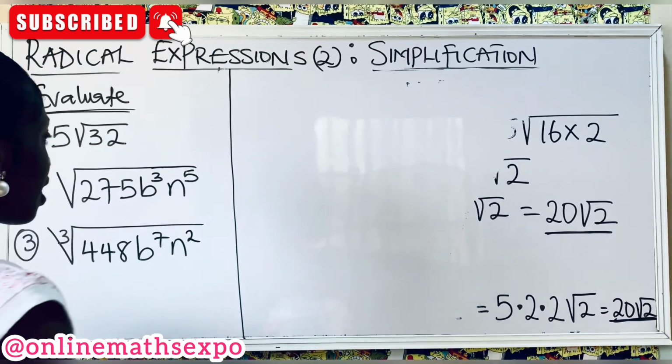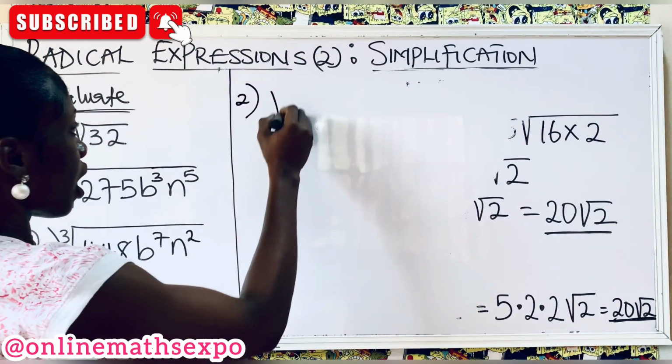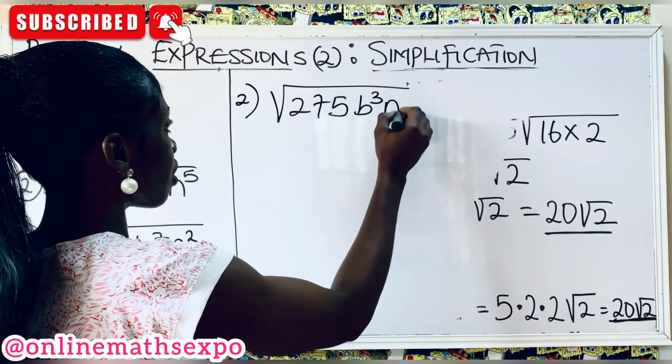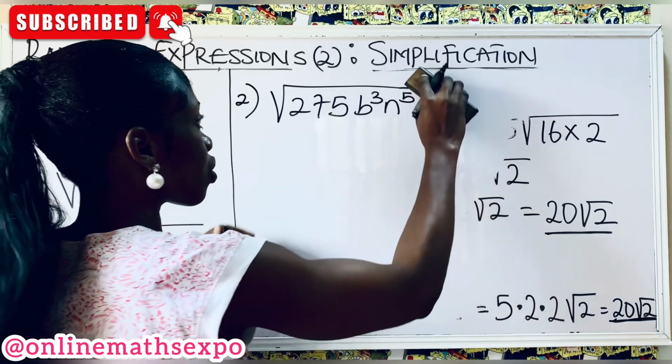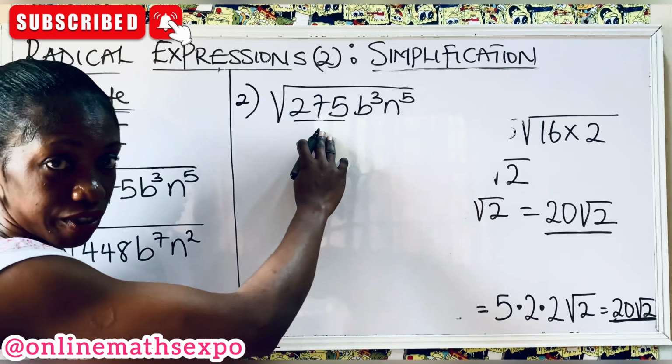Now what do you do in this example? See what we are given. We have the square root of 275 b cubed n to the power of 5. So what do you do? Bring out this number. Let's simplify it.